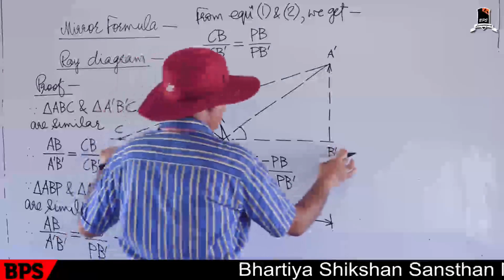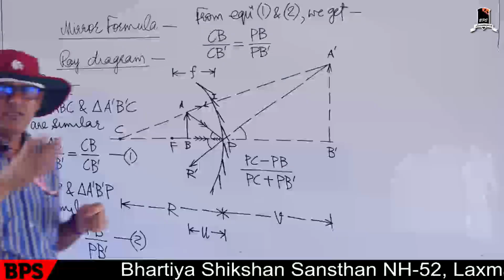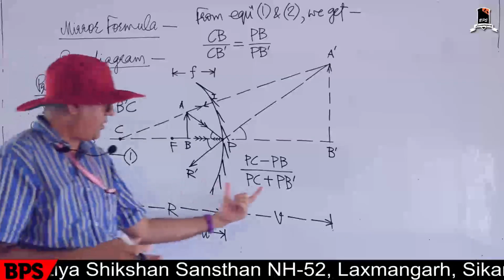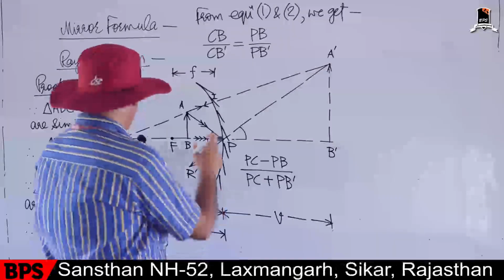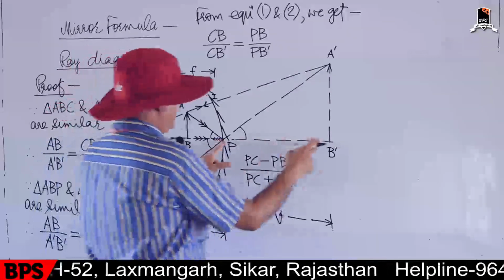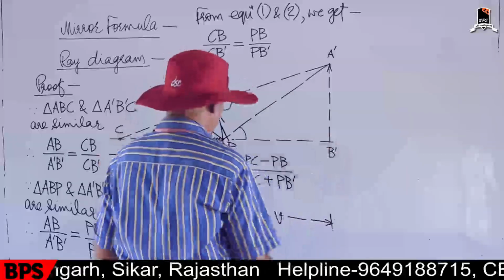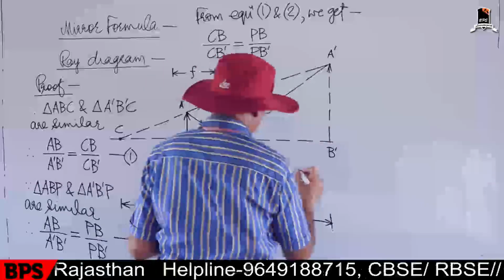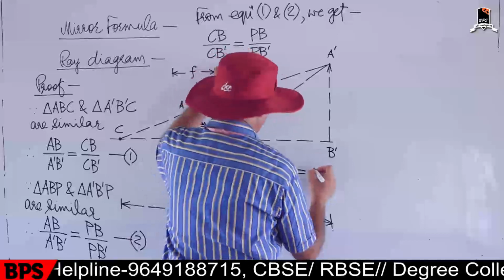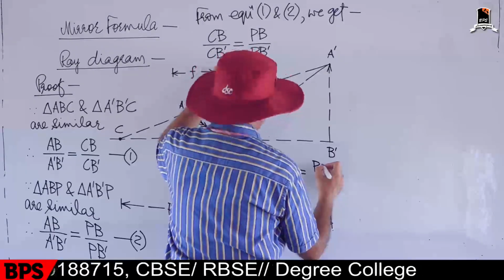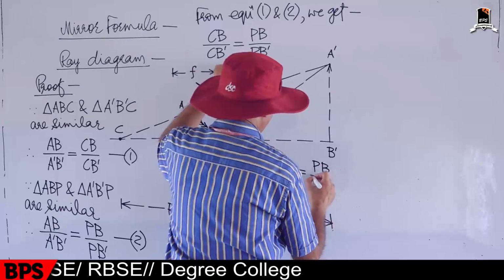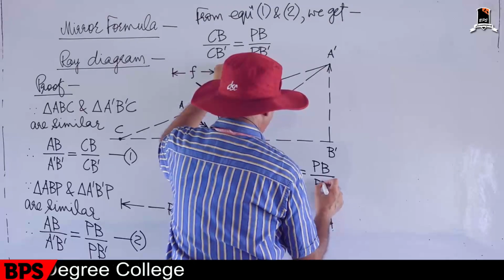CB can be brought in the form of PC plus PB dash. When you add PC with PB dash, you get CB dash. On the right hand side, things are in the form of standard length. So write it as it is, PB divided by PB dash.